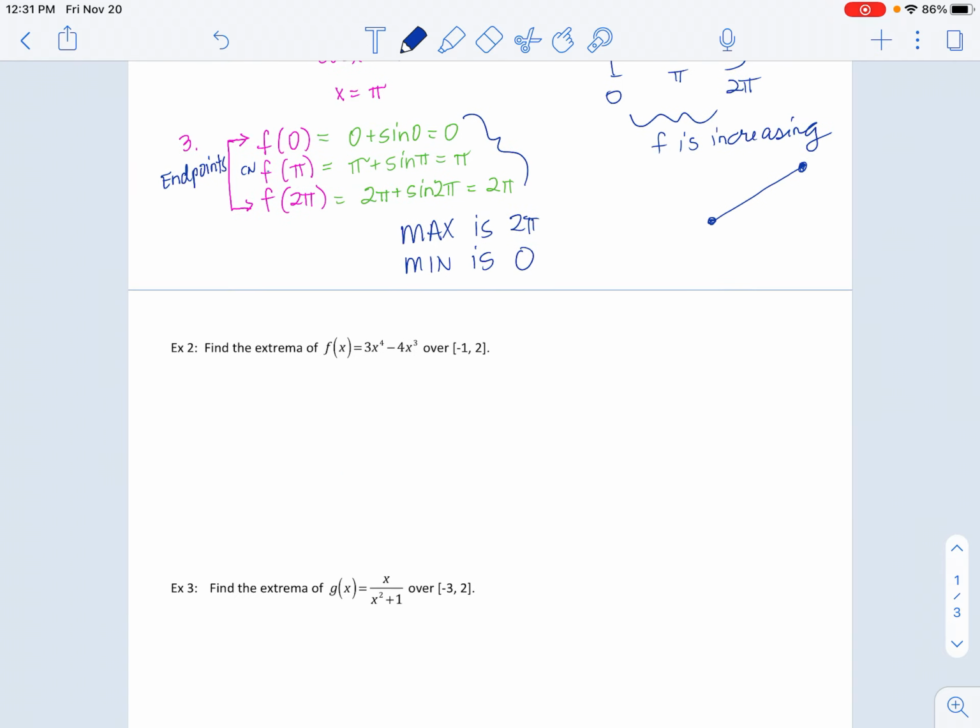Let's go down to number 2. It's just a little polynomial function. Let's find the critical numbers. The derivative is 12x cubed minus 12x squared. I'm going to set that equal to 0 and factor like a boss. Remember when that was cool to say? This factor gives me x equals 0 as a critical number, and this factor gives me 1. I don't need to do a sign chart for this one.